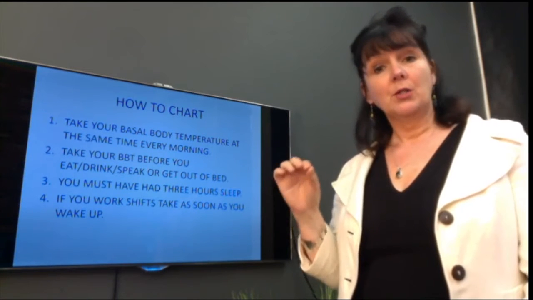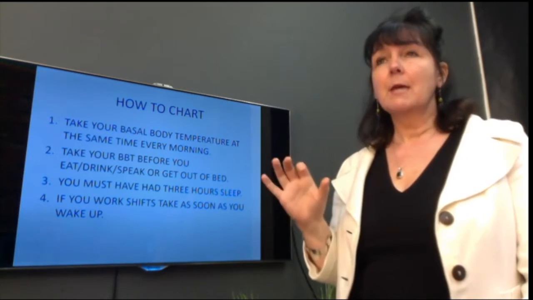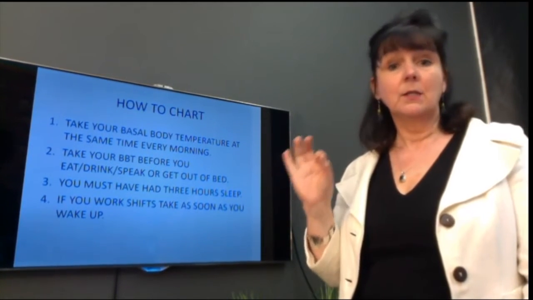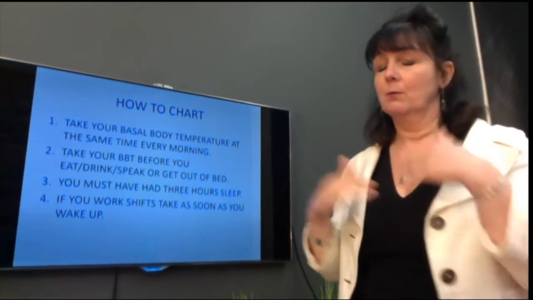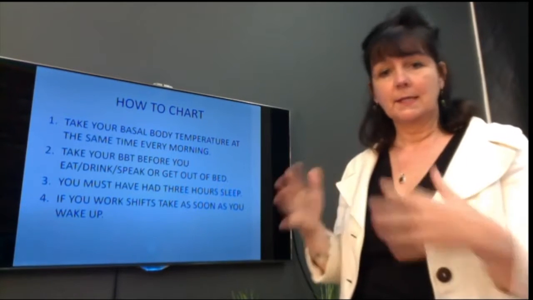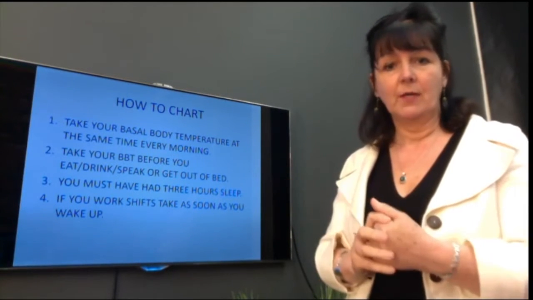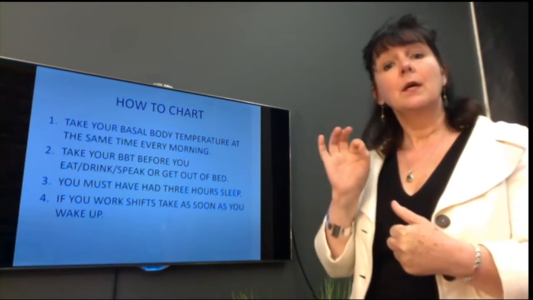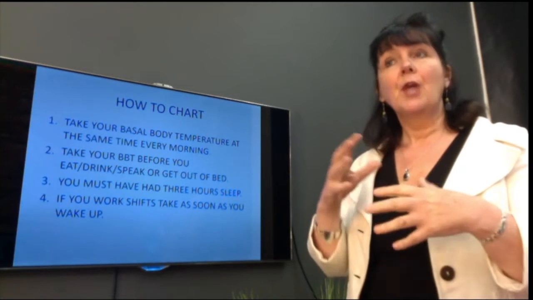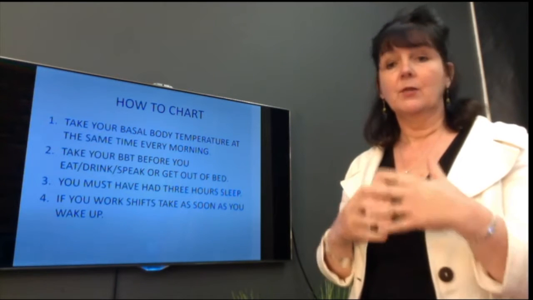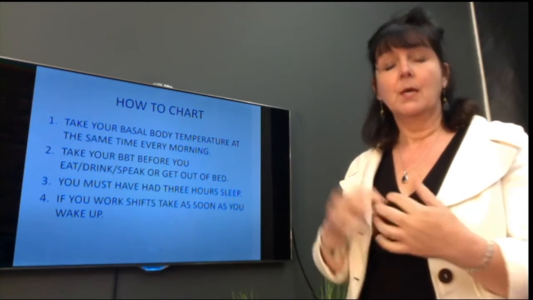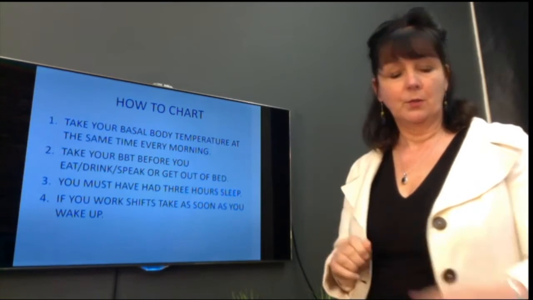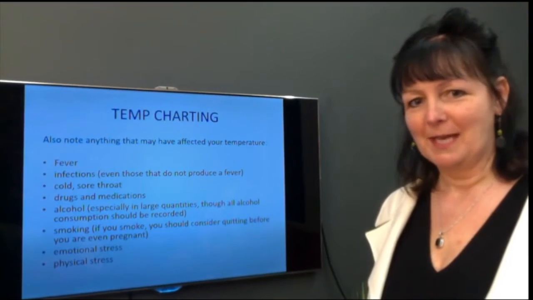If you are a shift worker, the same applies. It doesn't matter, just take your temperature as soon as you wake up, before you get out of bed, eat, drink, whatever. Take your temperature at its absolute lowest level as soon as you wake up. There will be changes in pattern. They are more difficult to interpret, but it will give some idea of what is happening, so it's well worth doing.